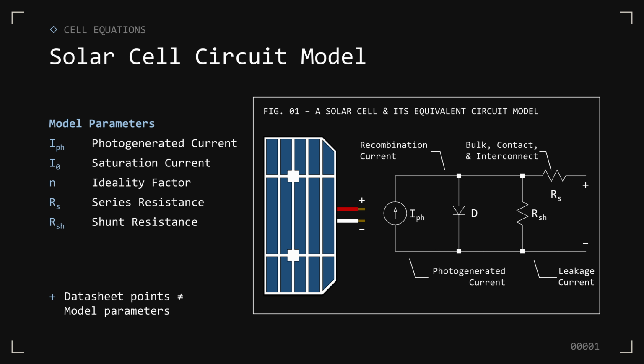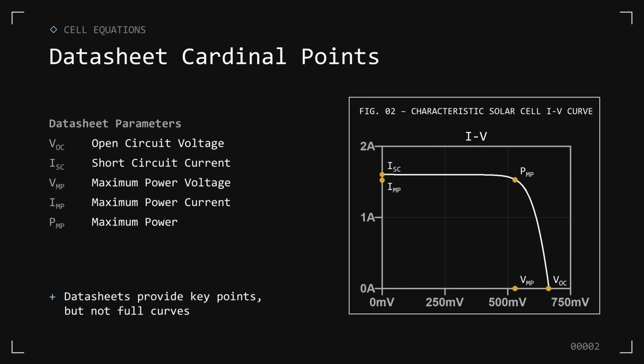Solar cell datasheets, though, never give you these directly. What you get instead are the cardinal operating points of the cell. These points are the open circuit voltage, short circuit current, max power voltage, and max power current. Effectively, these 4 parameters define 3 operating conditions on the solar cell's IV curve.